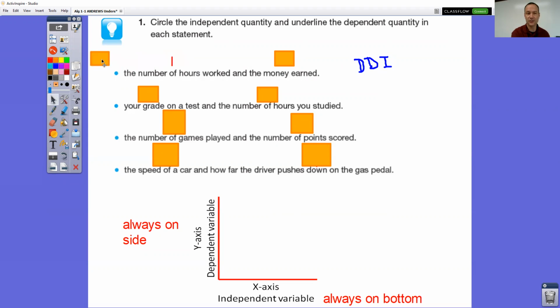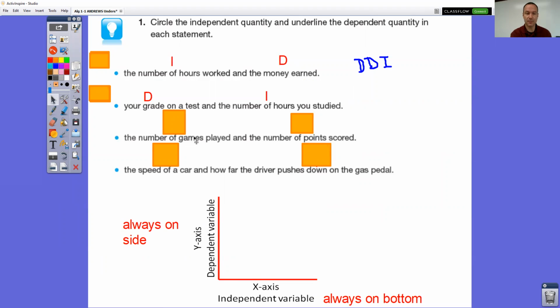So the number of hours worked and the money saved. The number of hours is your independent, and then the money earned is your dependent, because the amount of money earned depends on how many hours you work. The more hours you work, the more money you earn. Your grade on a test and the number of hours you studied. Now, most of the time this is true. Sometimes it's not, but most of the time this is true. So the number of hours you studied is the independent, and your grade is the dependent, because the more you study for a test, more likely the higher your grade is going to be. The less hours you study for a test, the lower your grade will be.